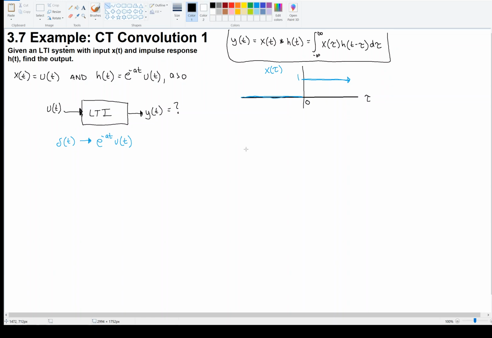Now, right underneath that, I'm going to sketch h, and I'm going to sketch it relative to tau. Okay, but in the integral h appears as minus tau. So I'm going to take this signal, h of t, replace the t's with tau, and then flip it. So e to the negative at, that's a decaying exponential, and multiplying it by the unit step before you flip it means that we would have a decaying exponential in quadrant 1. However, after I flip it, that becomes a decaying exponential in quadrant 2. Or I guess you could say that that's an exponential increase now.